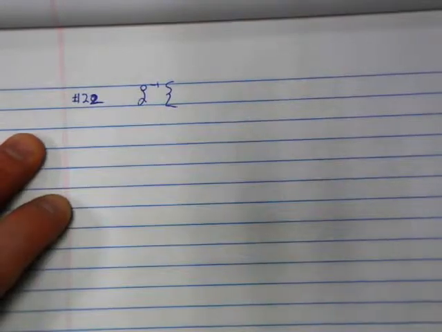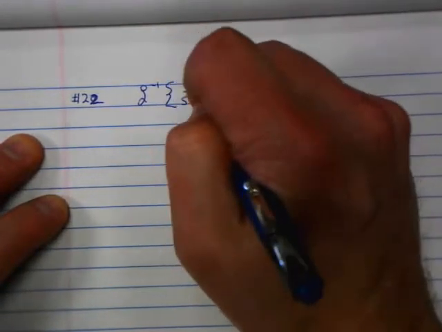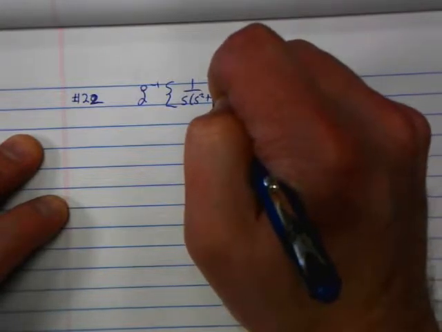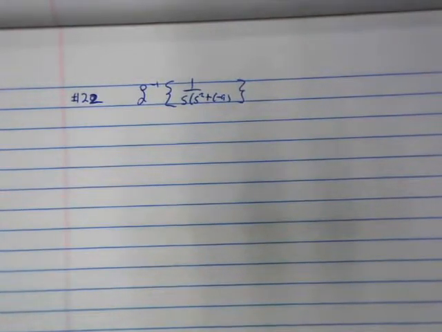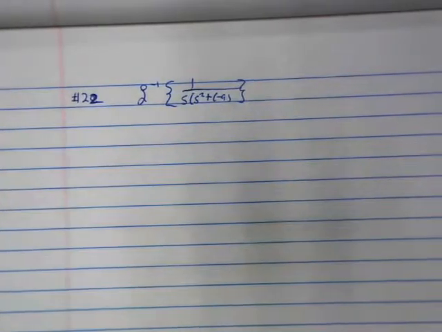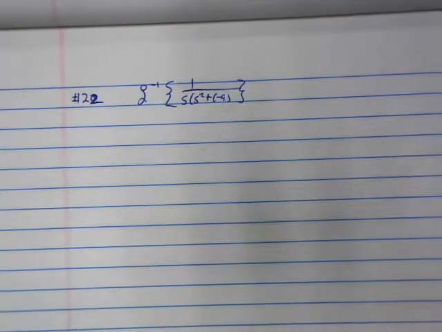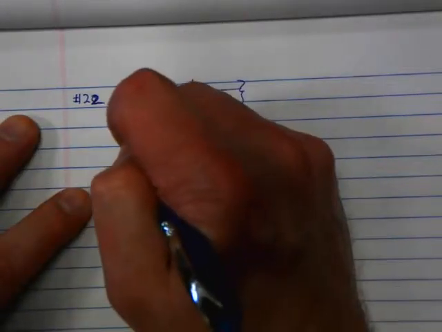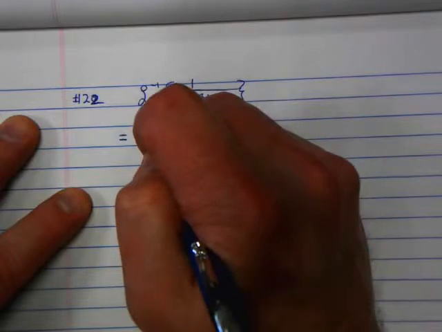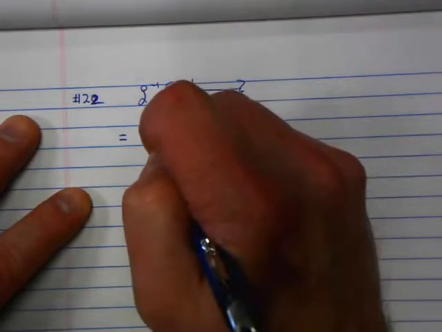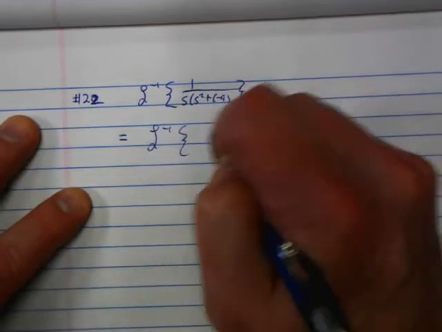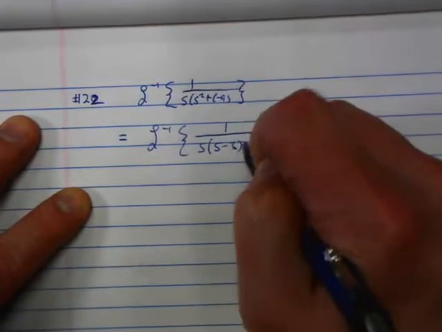Number 22. You want to find the inverse Laplace transform of 1 over s times s squared minus 9. It was supposed to be s squared minus 9, but I started writing a plus, so I wrote it as s squared plus negative 9. All right, so we're going to do this problem twice, and you can tell me which way is better. This is the inverse Laplace transform of 1 over s times s minus 3 times s plus 3.